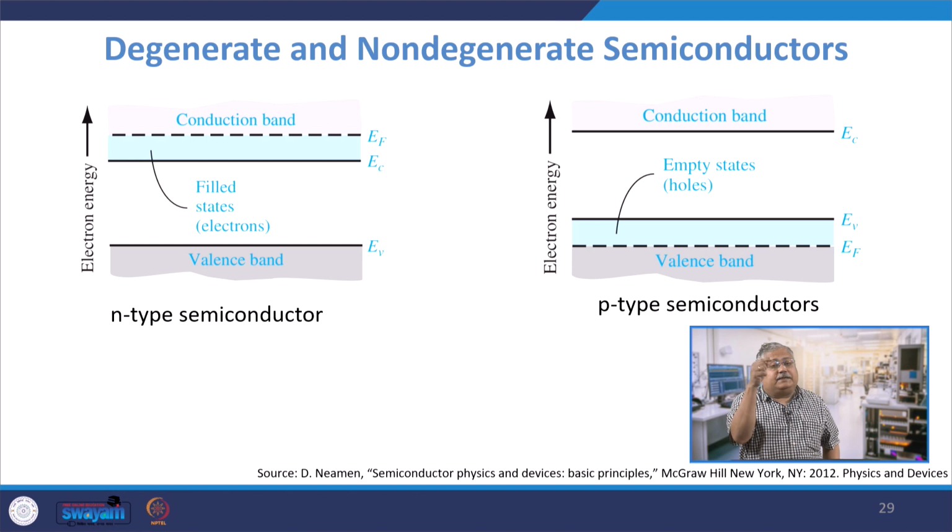Therefore all the states between the Fermi level and the conduction band, which is shown by light blue color here, are all filled up. So these are all filled states. This wouldn't have been true had it been a non-degenerate semiconductor, right. So I will give an example.